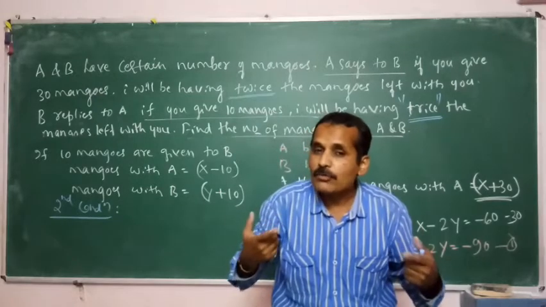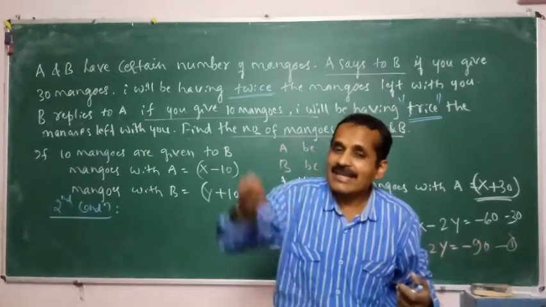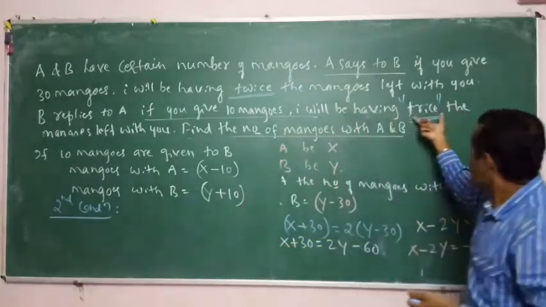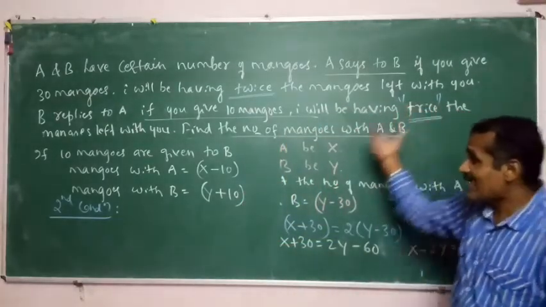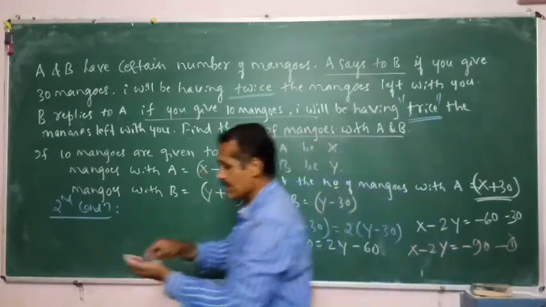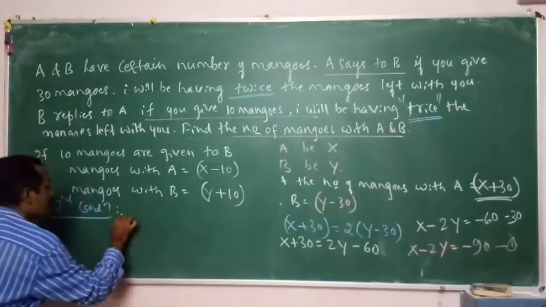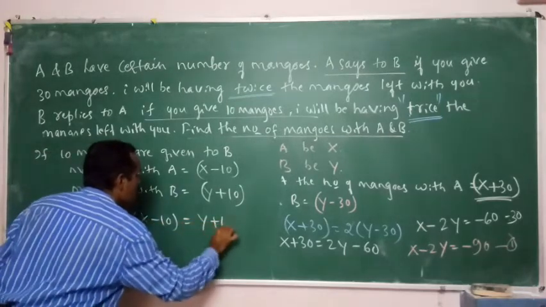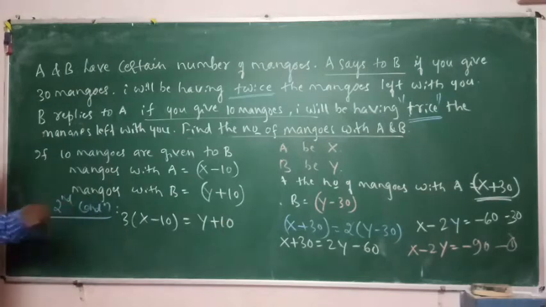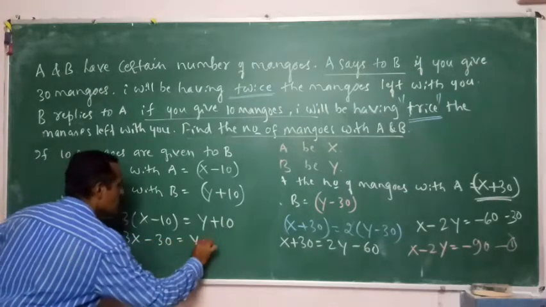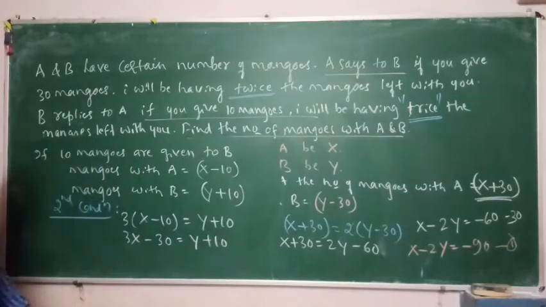That means to whom do I have to multiply with 3? Where there is less, there you have to multiply. So already B is having thrice this. Multiply here by 3. Second condition: 3 into (x minus 10) is equal to y plus 10. Open the bracket: 3x minus 30 is equal to y plus 10.